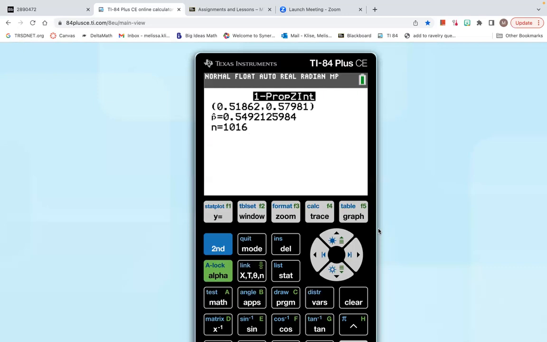So what this gives me is my p hat, which is useful information. And it gives you your actual confidence interval. So ours was 0.52 to 0.58, but that was because of rounding. They're going to ask you for a certain number of decimal points, and this should work just fine for you. So I'm going to write this down on my other screen because I want to talk about this.